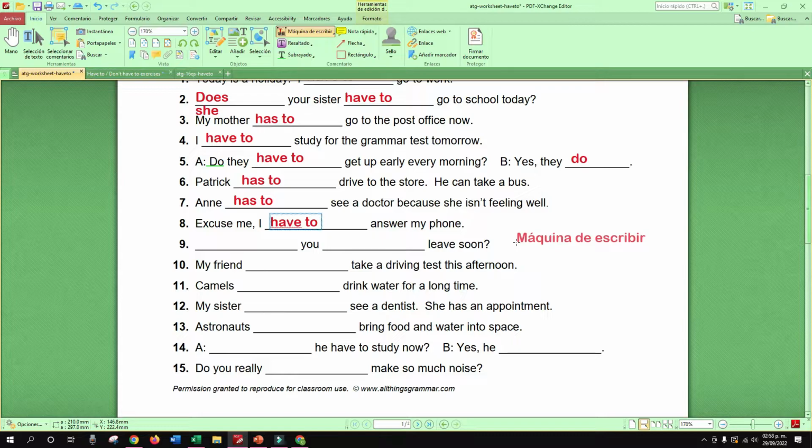Mr. David, ¿cómo quedaría la número 9? Léala and tell me the answer. Do you have to leave home? Do you have to leave soon? Perfect. Excellent. Thank you. What about number 10? Miss Wendy, number 10.